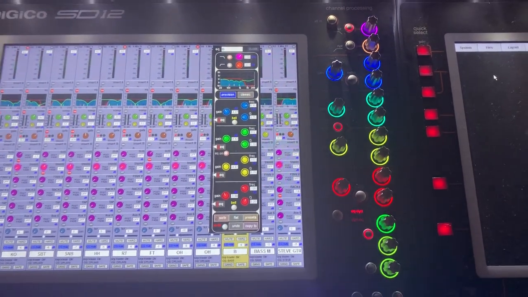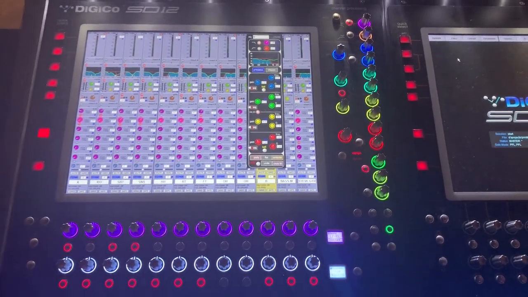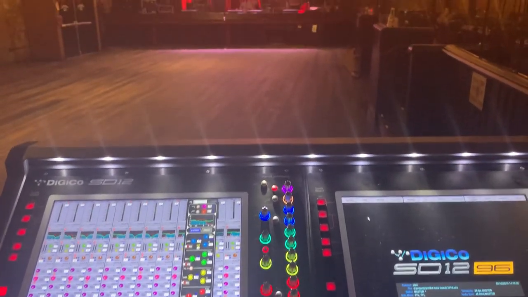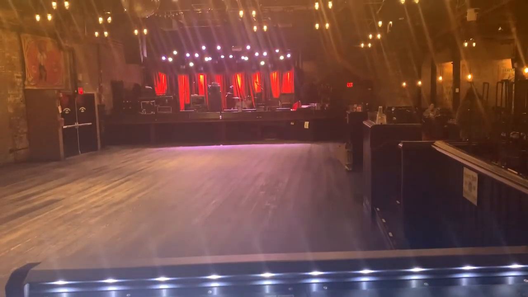All right, there are other great things about this console, and hopefully one day we'll do a more in-depth look through on the DiGiCo. But for today, looking forward to this second show with the Hold Steady over here at the Brooklyn Bowl.